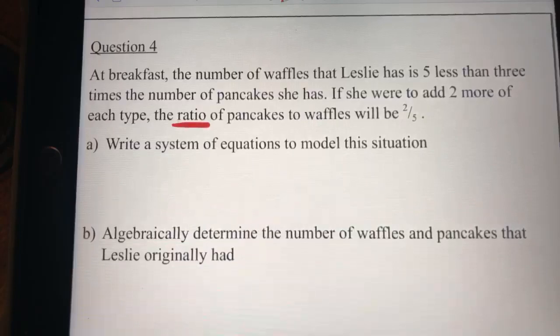It's a math team question. All right. So breakfast, the number of waffles that Leslie has is 5 less than 3 times the number of pancakes. If she were to add 2 more of each type, the ratio of pancakes to waffles will be 2 to 5. So this one is actually a rare case, where it's actually harder to write it than it is to solve it.